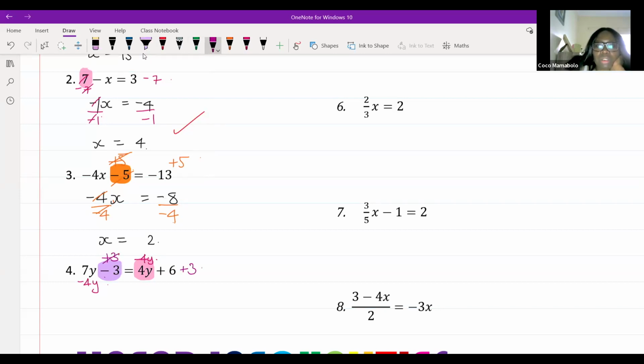Now I know plus 3 minus 3 will give me 0. And negative 4y plus 4y will give me 0. So on this side, I've got 7y minus 4y. That's going to give me 3y is equal to 6 plus 3, which will give me 9. And then I'm going to divide by 3. Divide by 3. Therefore, y is equal to positive 3. All right. 1 mark there, if you manage to get that right. 1 mark for number 3, 1 mark for number 4.